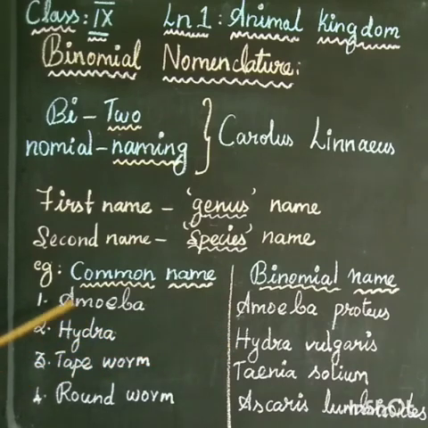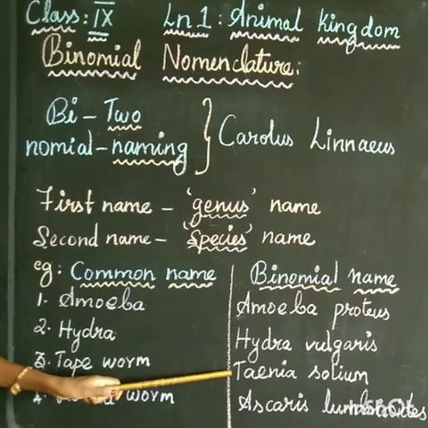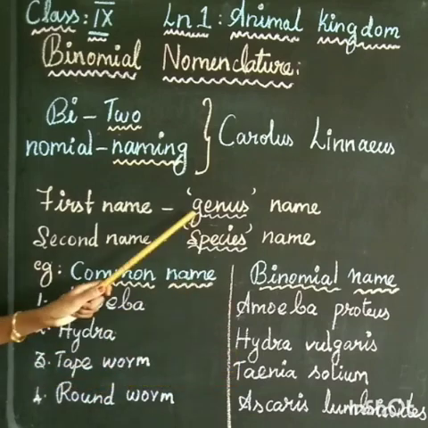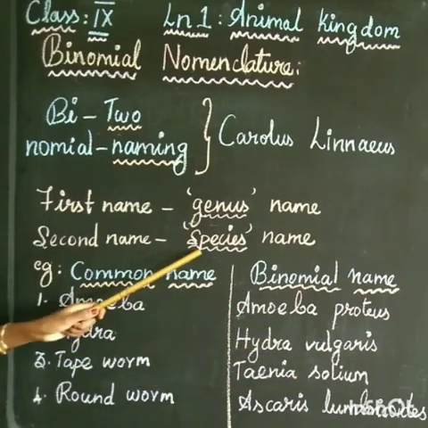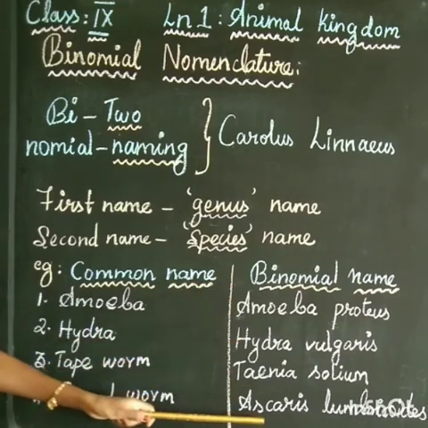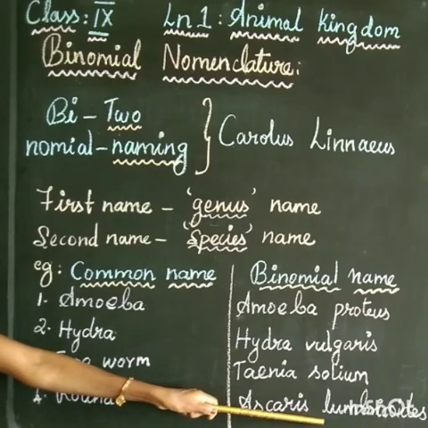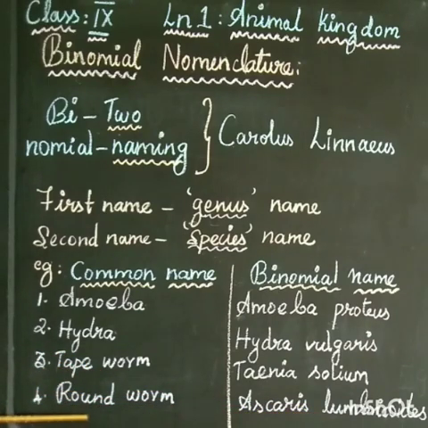The third one is tapeworm. Tapeworm is the common name, and its binomial name is Taenia solium. Here Taenia is the genus name and solium is the species name. Coming to the fourth example, roundworm. Roundworm is the common name, and its binomial name is Ascaris lumbricoides. We can see some other examples in the next slide.